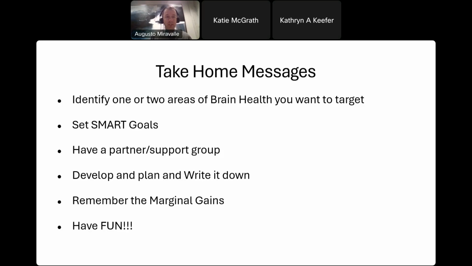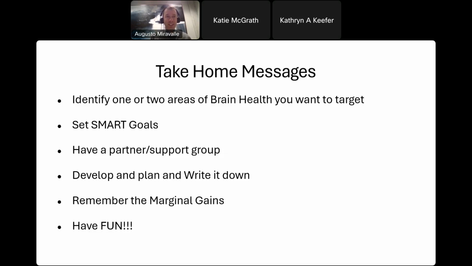Write it down. It's so important to write things down. There's a lot of research showing that if you set a goal, if you just say it to someone, it might not happen. But if you write it down and you see it every day, put it on your fridge, very likely it's going to happen. Keep in mind these marginal gains. It's important to improve things one step at a time and in small increments.